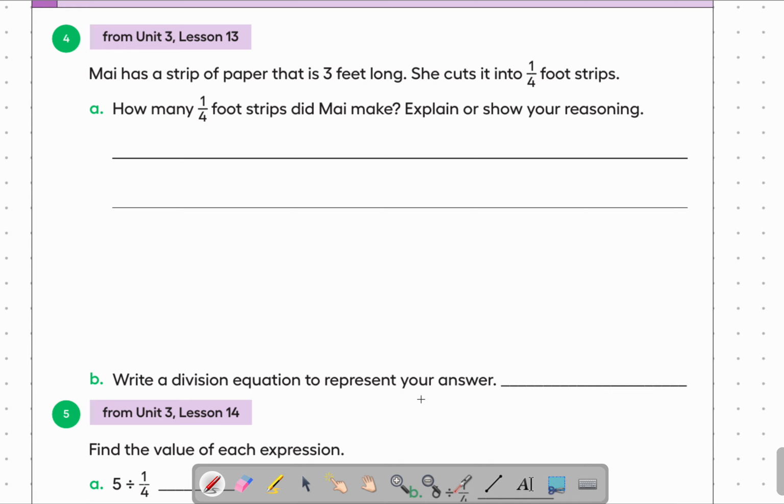Okay, so Mai has a strip of paper that is 3 feet long. She cuts it into 1/4 foot strips. How many 1/4 foot strips did Mai make? Okay, let's see. So let's draw this strip. So Mai has a strip of paper that is 3 feet long. So let's go ahead and draw this 3 feet long strip of paper.